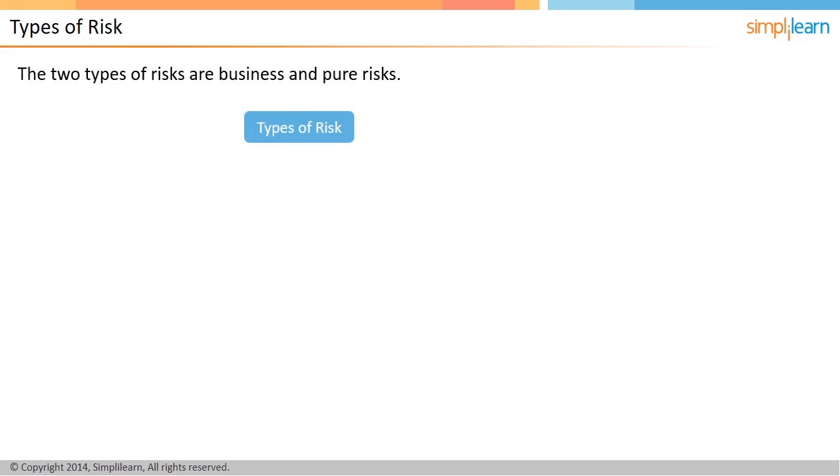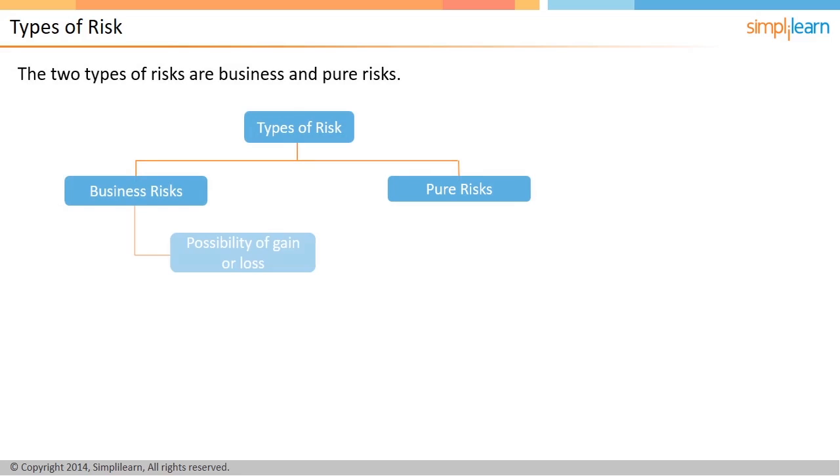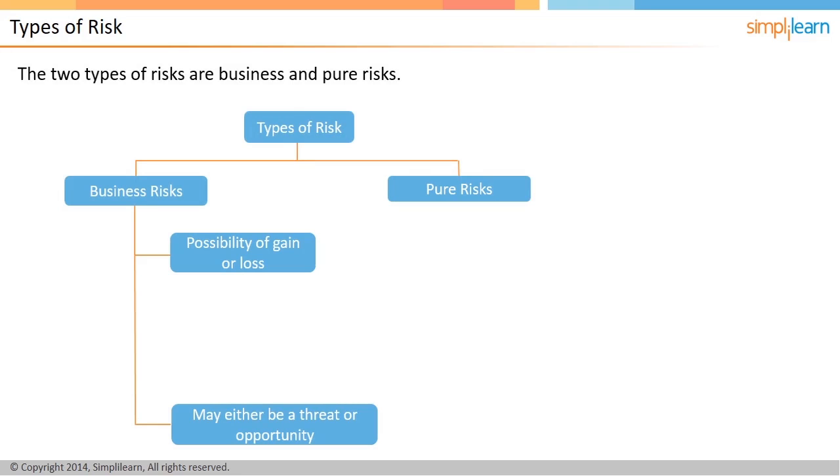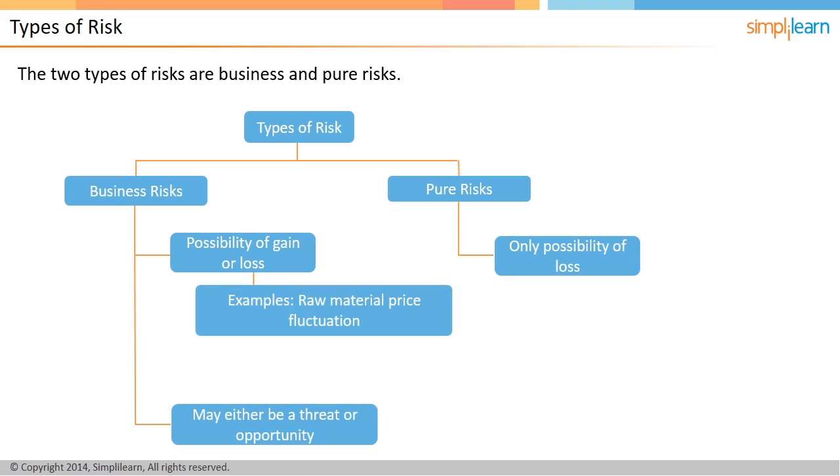The two types of risks are business and pure risks. Business risks have a possibility of gain or loss and may either be a threat or an opportunity. But the only outcome of pure risk is loss. Let us take an example of business risk, that is, raw material price fluctuation.